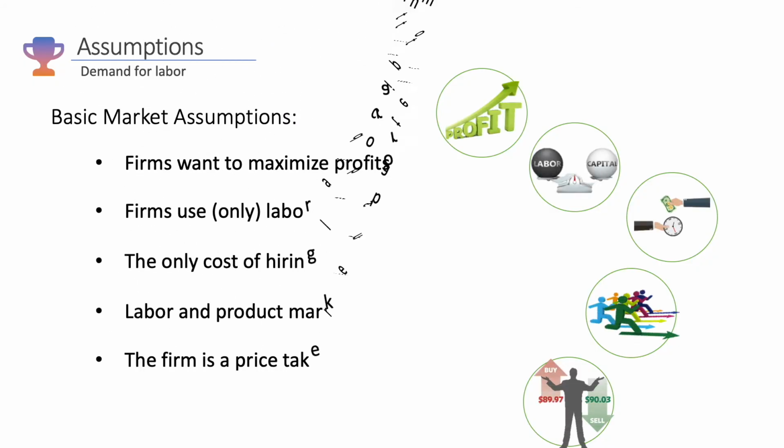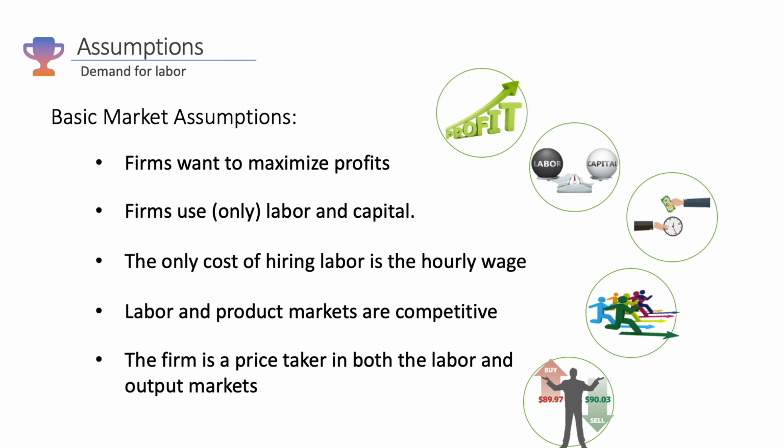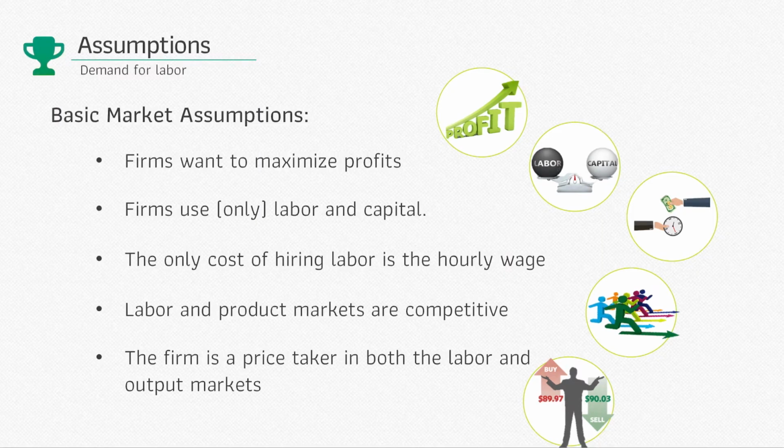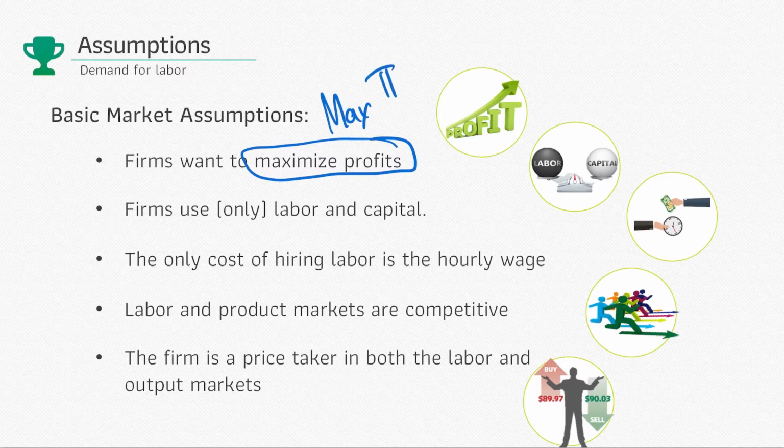So first of all, we have to know and accept all the assumptions here. First, every firm wants to maximize profit. And this firm uses only labor and capital. Remember, L and K. And the cost of production is only the hourly wage. We use the short form HR.